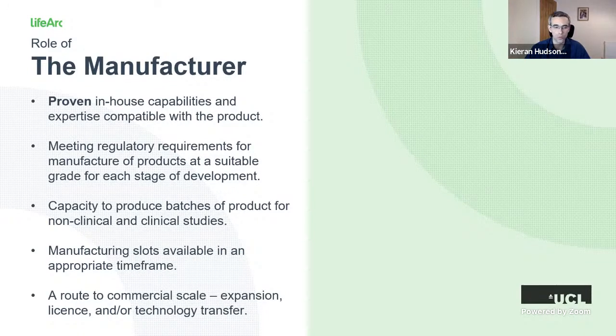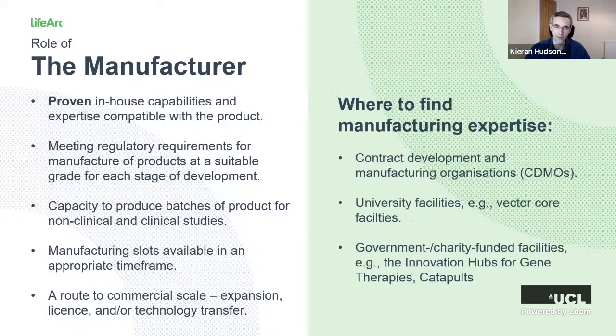But you also need to think about a route to commercial scale. So how do you go from the sort of early studies you're doing through to larger studies and full-on adoption? Does the manufacturer have capacity to expand? And if they don't, what is the route? Is there a route? Would they be able to license to another manufacturer with similar capabilities, or transfer the technology somewhere else? Something to think about, so you don't get stuck down the line where you've got an approved process and product, but no way to scale it up.